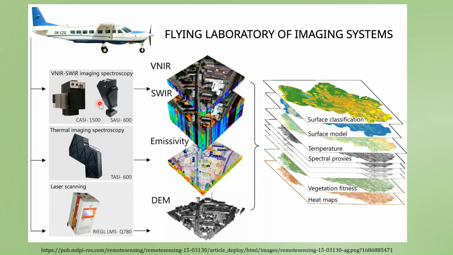This image represents the flying laboratory of imaging system. It means within a particular platform, we can have different instruments to gather data within different spectral ranges. Here in this platform, we have the visible near infrared and the shortwave IR imaging spectroscopy, which provide us data within the visible and near infrared, shortwave infrared, and then we have the thermal imaging spectroscopy, which provides data in the emissivity range. And then laser scanning is there, which provides us the digital elevation model of a particular terrain. And these data can be utilized for different applications.